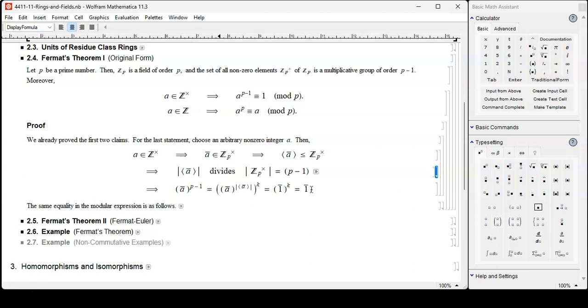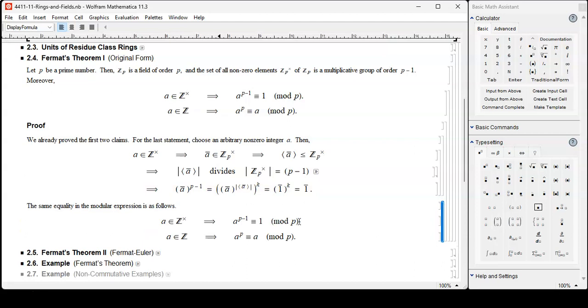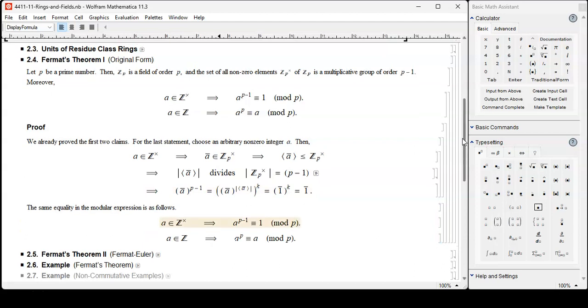And rewriting this final statement in terms of mod p equivalence, we get the conclusion: A to the p minus 1 power is congruent to 1 modulo p. And then this one follows as well: multiply A to both the left-hand side and right-hand side. So that's the proof of Fermat's theorem.